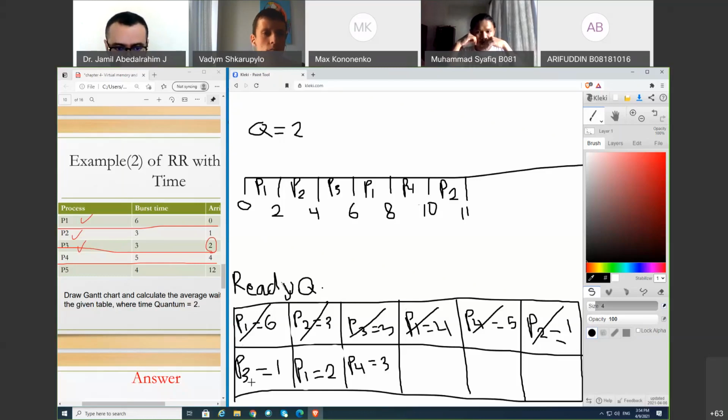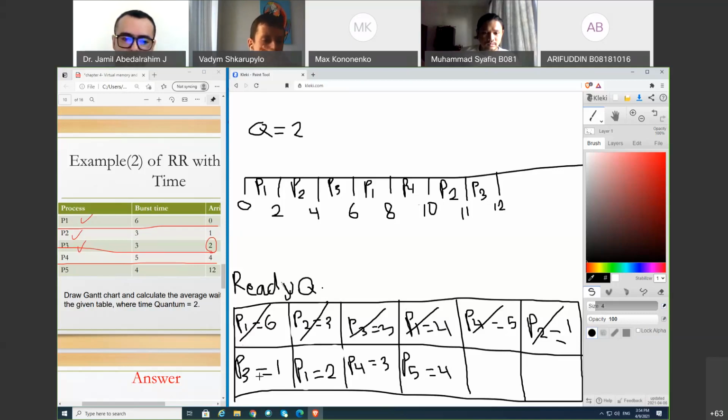Okay, next, then execute P3 until 12. Until 12, is there any new process? There is the last one, P5. Directly, we write down the new process. P5 equal to 4, start. Excellent.